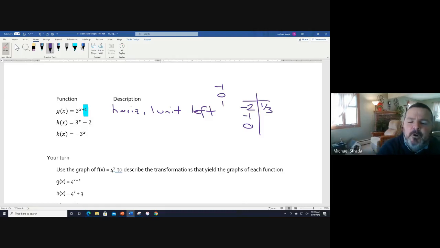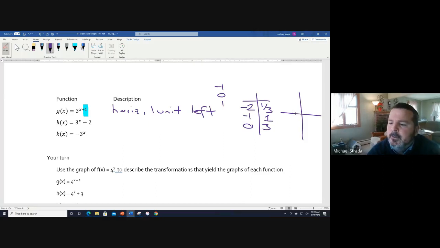When I plug in negative 1, negative 1 plus 1 is 0. 3 to the 0 remains 1. And when I plug in 0, 0 plus 1 is 1. 3 to the 1 is 3. All right. That way, when I graph, negative 2 is the 1/3, which is there. Negative 1 is the 1, which is there. And then 0 is the 3, which is there. So there's my graph.